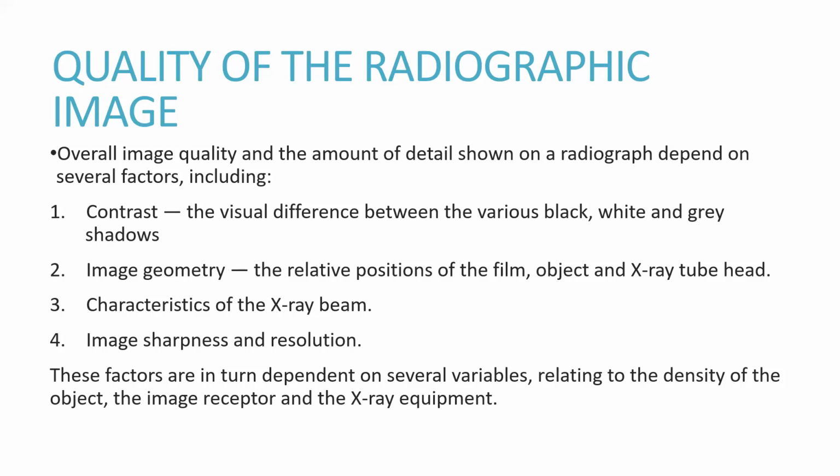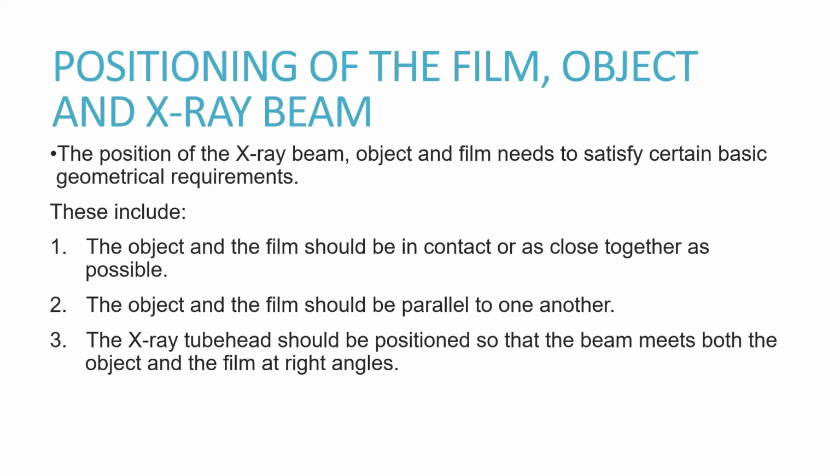And then we have image sharpness and resolution. These are the factors that are dependent on several variables relating to the density of the object, the image receptor, and the X-ray equipment. So positioning of the film, object, and X-ray beam. The position of the X-ray beam, the object, and the film. And when we say the object, we're basically referring to the teeth or the structure within the mouth that we're taking the image of, right?